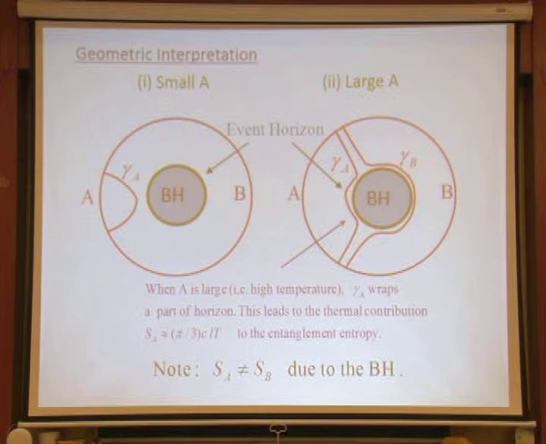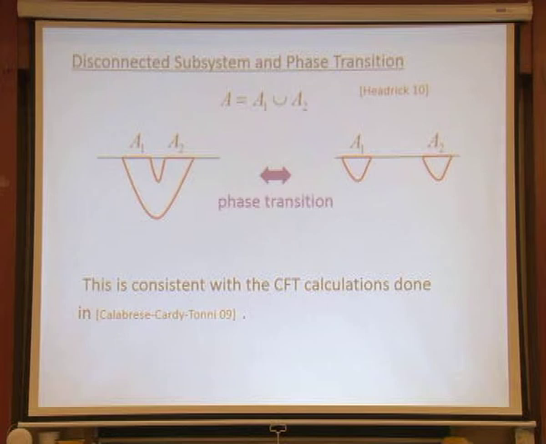Another point is that there is a behavior of phase transition. There are lots of examples, but I want to show just one of them, which is the correlation of disconnected subsystems. This is very simple. This is a 1D system, 1+1 dimensional, and the subsystem A is defined by the union of two intervals, interval 1 and interval 2. That means they are disconnected subsystems.